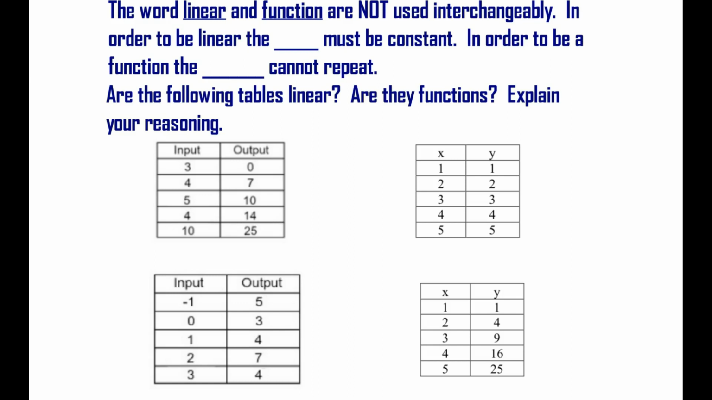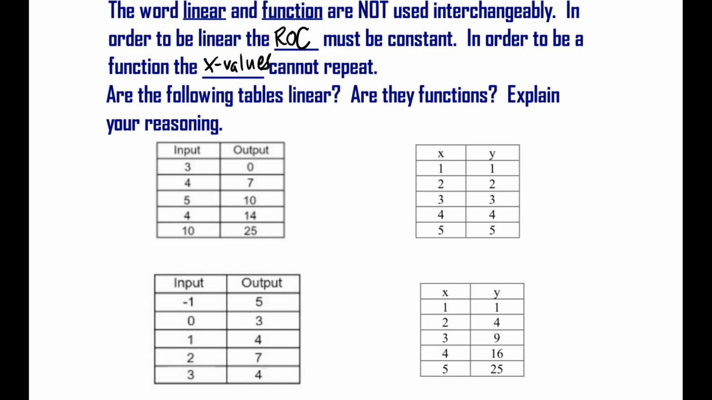So this is where people get confused, especially on the EOGs, and I'm about to be done in the next 10 minutes. All right, the words linear and function are not used interchangeably. That means you can't switch them back and forth. In order to be linear, the rate of change must be constant. Rate of change is slope. In order to be a function, the x values cannot repeat. They are not the same.